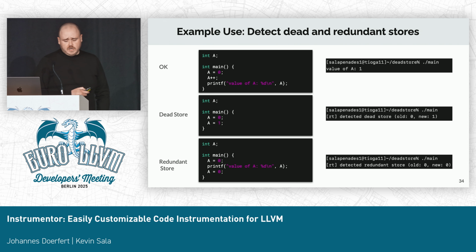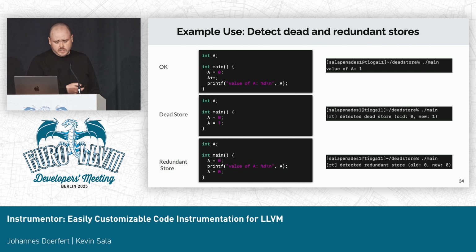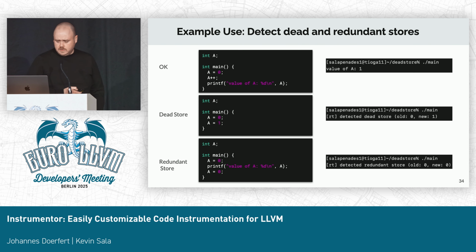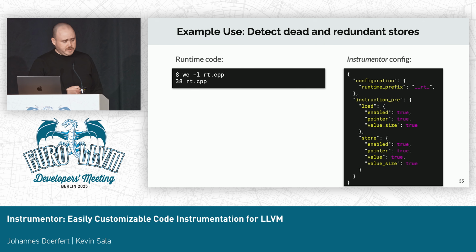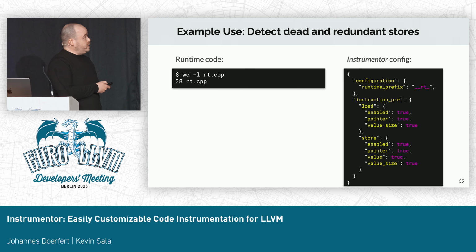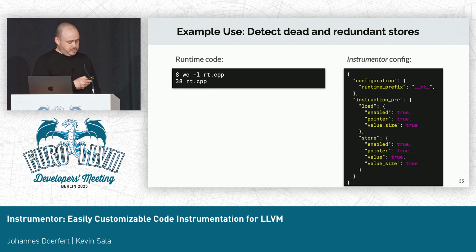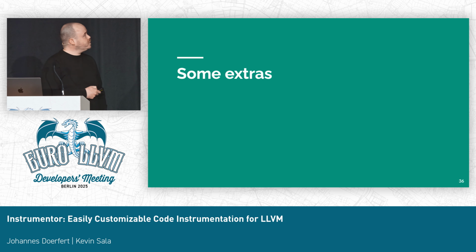And then there is also the redundant store case where we are storing the same value, and that is also detected by the simple instrumentation tool. Again, the important thing, with a few lines of code, we implement the runtime component, and we do not need any change on the compiler side. We just provide the JSON file here, where we instrument loads and stores, providing some information like the pointer and the values that are being loaded and stored.